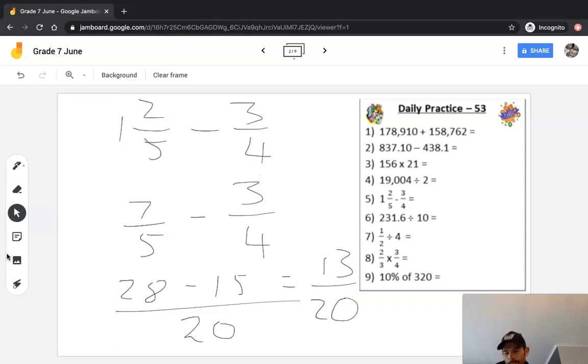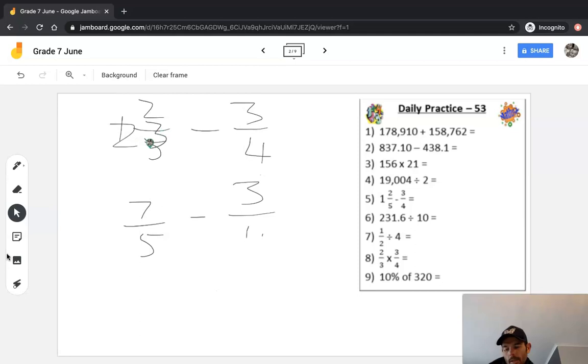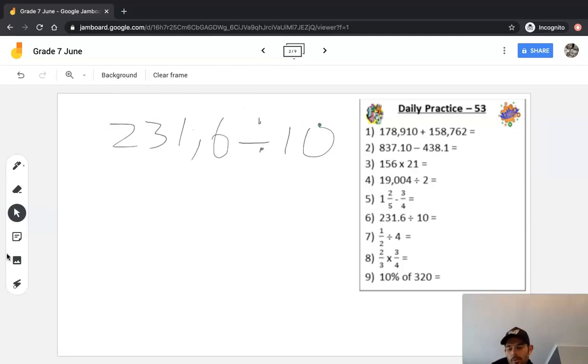Okay? Next we have the division of a decimal by a multiple of 10, and this time it is 10. Okay? So 231,6 divided by 10. Right, the number's going to get one place smaller, so that's going to leave you with 23,16. Okay?